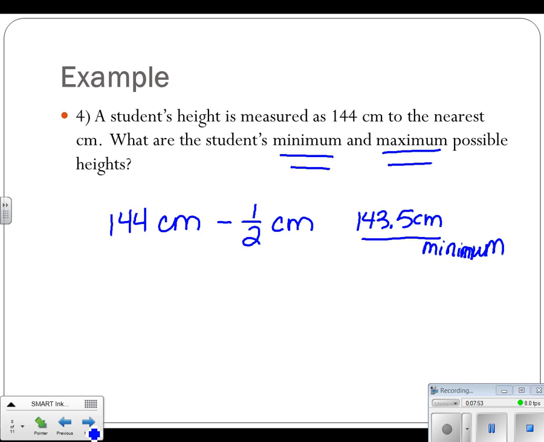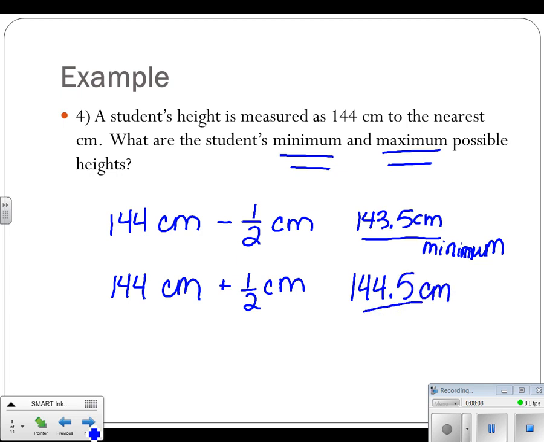And then if we took 144 centimeters and we went above by 1/2 of that unit being used, we would be left with 144.5 centimeters for our maximum. So this right here is our maximum. So once again, the most any measurement can be off by is 1/2 of the unit being used.